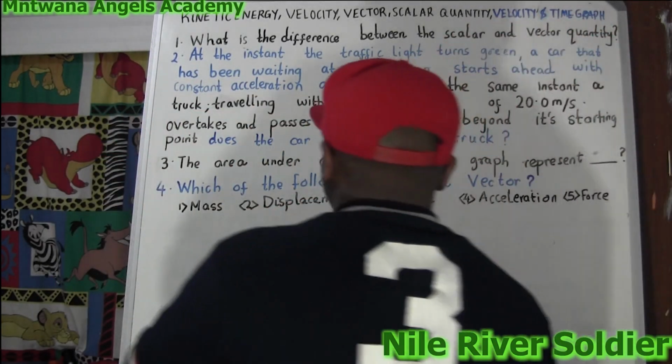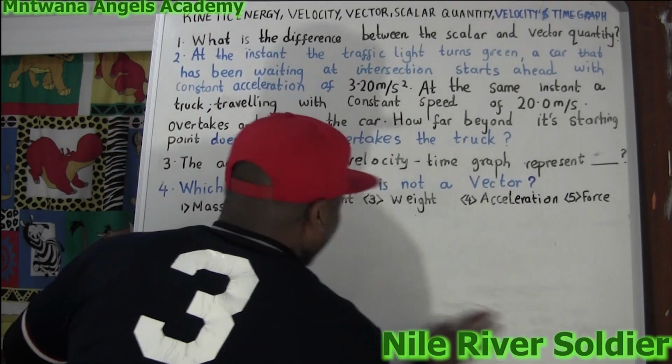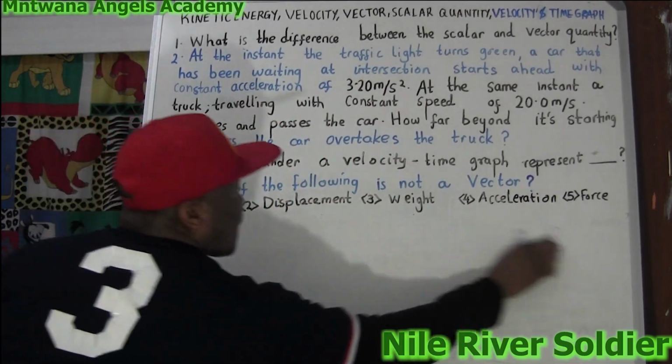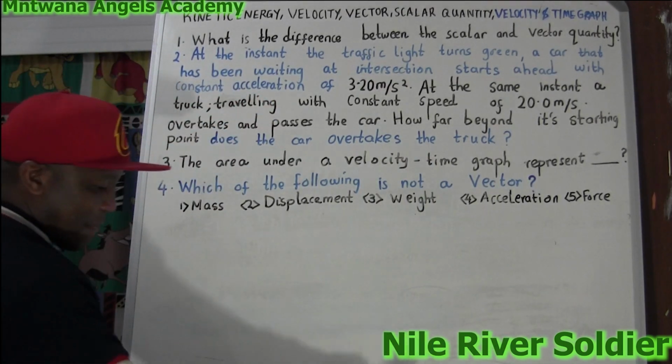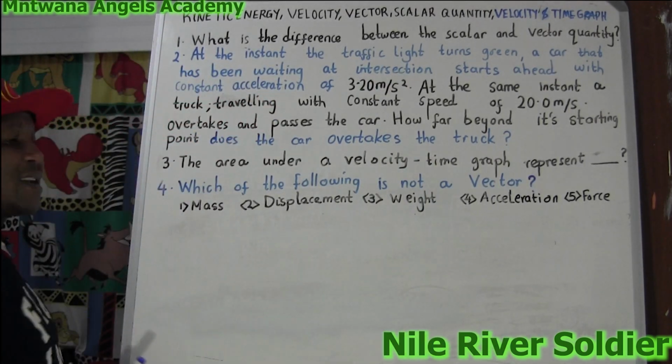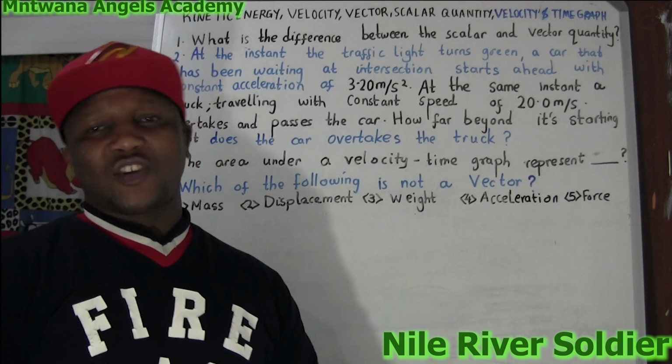Let's go to question number 4. Okay, so let's talk about the vector. Which one is vector? First and foremost, you need to understand what a vector is. Vector always shows direction.